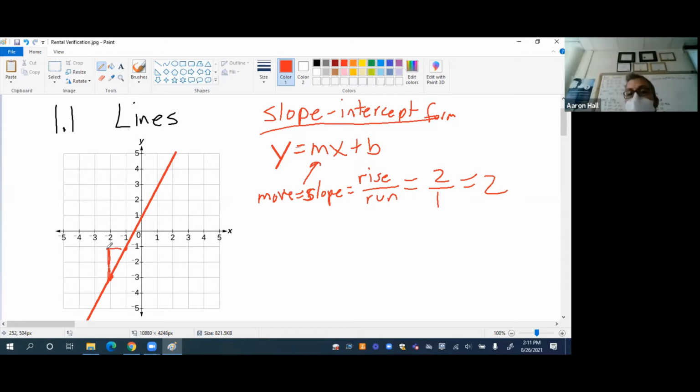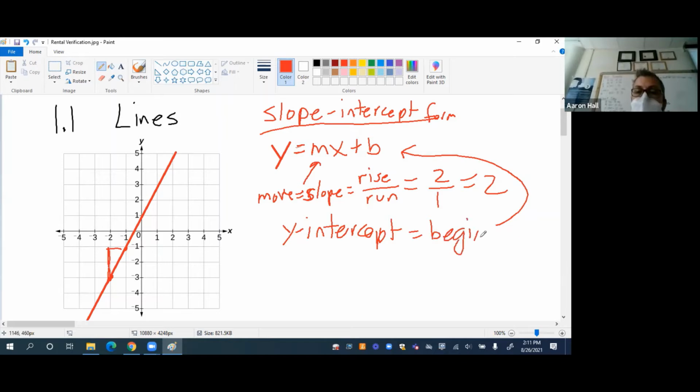What's the b? Yeah, that is our y-intercept. I like to call it our begin. It starts with a b, it's our begin. So we can think of this as, say, time. And so at time 0, our begin in this case is 1. So our b is 1. So our equation then for slope-intercept form for this line is what? y equals 2x plus 1. Yep, this is an equation.